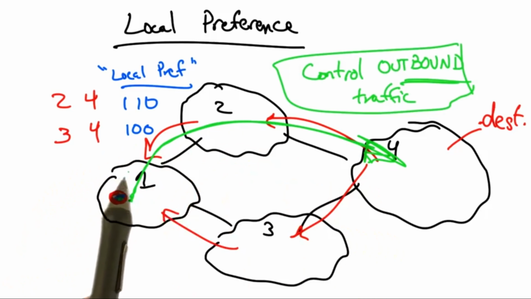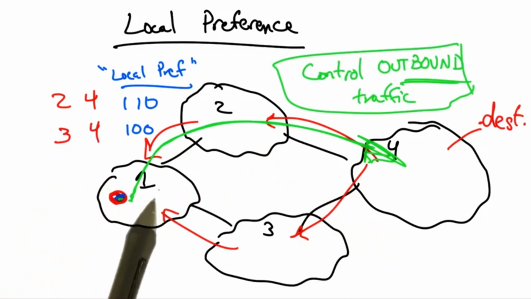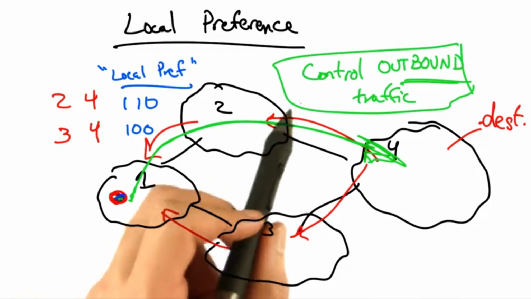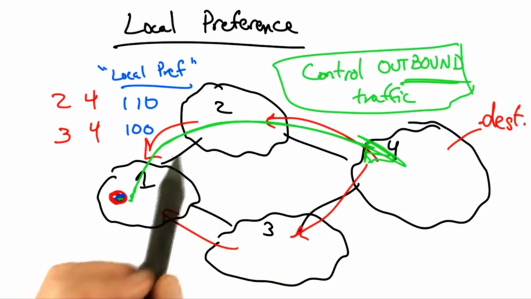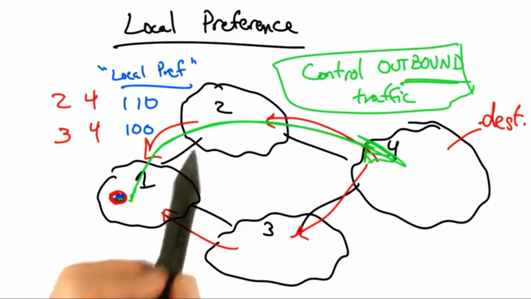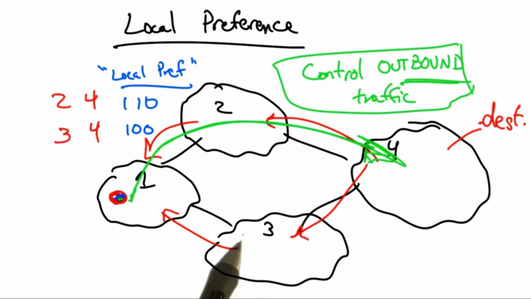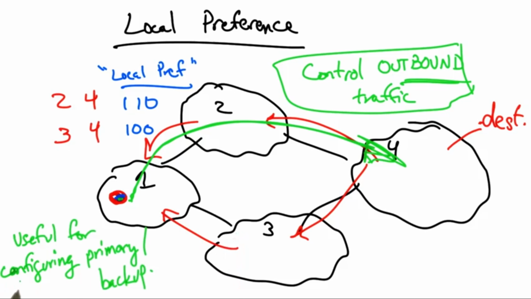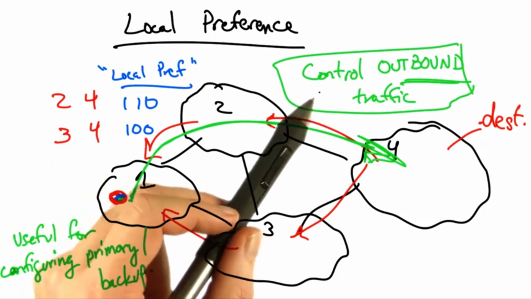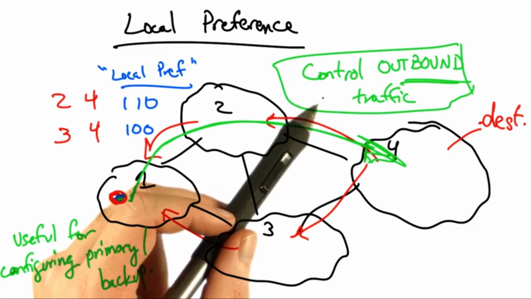In this way, an operator can adjust local preference values on incoming routes to control outbound traffic, or to control how traffic leaves its autonomous system en route to a destination. This is extremely useful for configuring primary and backup routes. For example, here the route through AS2 might be the primary route, and the route through AS3 is the backup route. Now, typically, as I mentioned, local preference is used to control outbound traffic.